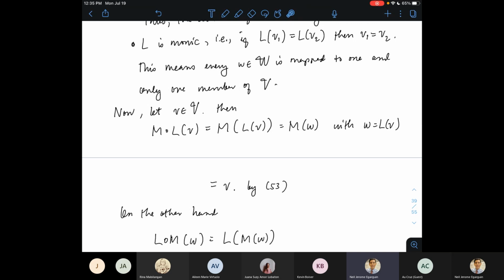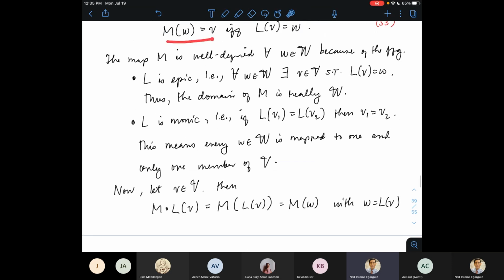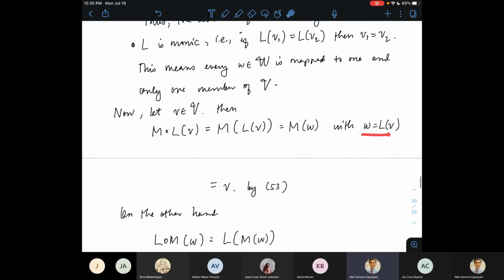But what is M of W? M of W is equal to V if and only if L of V is W. But again, we said W is L of V. That's just what we call L of V. And by the definition of M, M of W must be equal to V. So indeed, M circle L of V is equal to V.